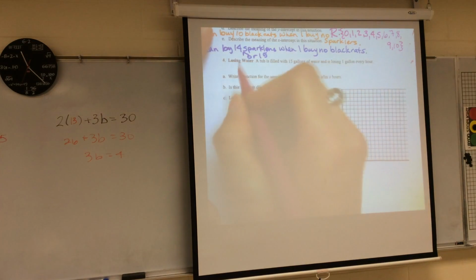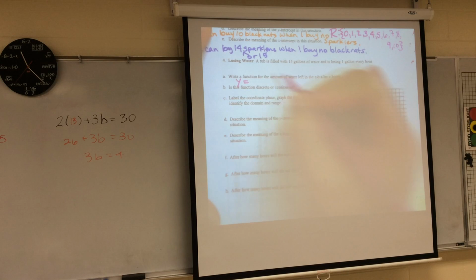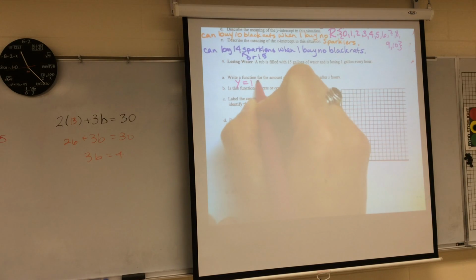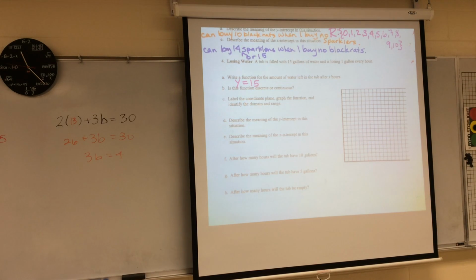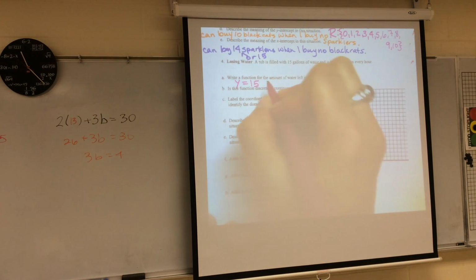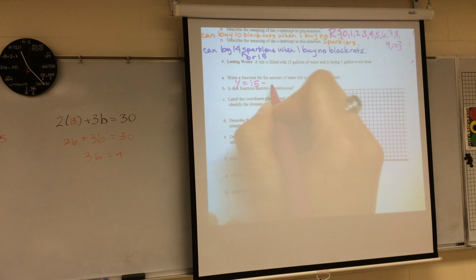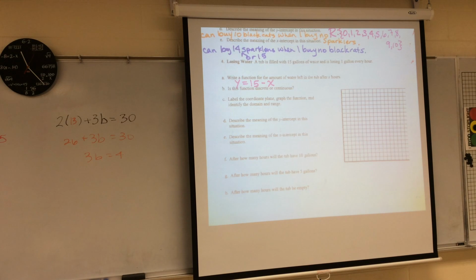All right, so I'm going to let Y be the amount in the tub, so Y equals. How much water do I start with? 15 gallons. I'm going to say 15. And am I adding water or losing water? Losing. So am I going to subtract? Yes. Subtract what? Well, X is the hours, right? So just X? Yeah. So minus X.